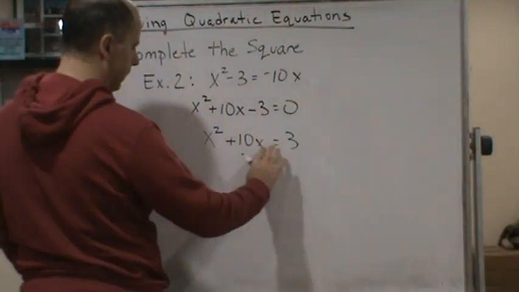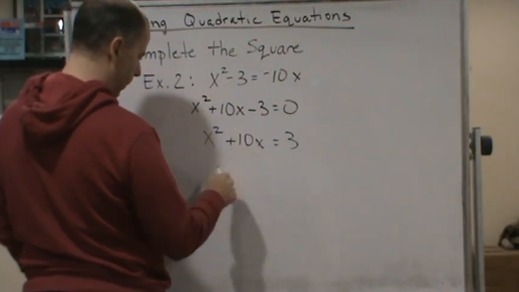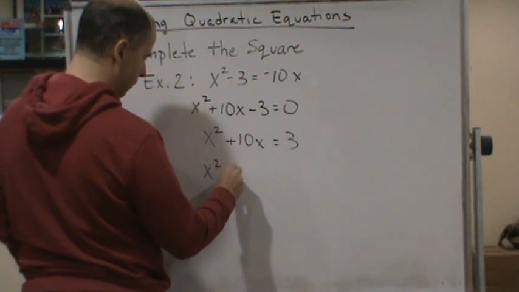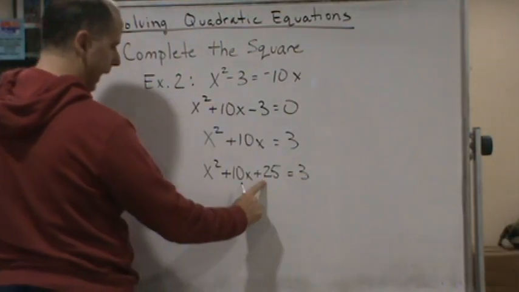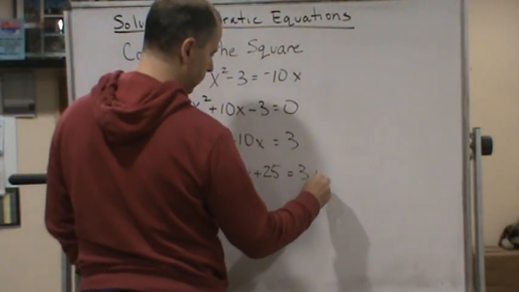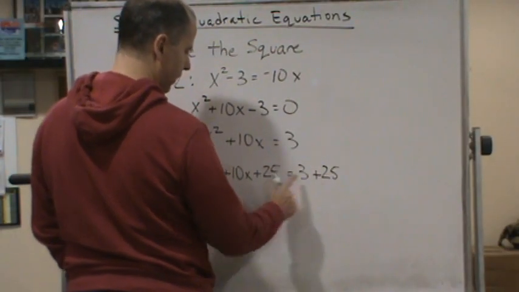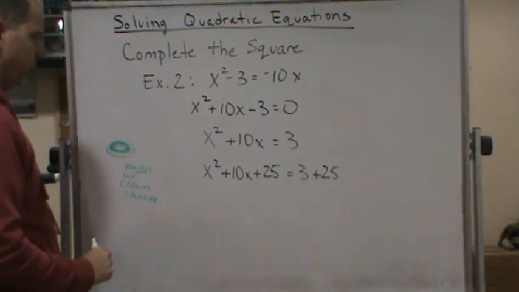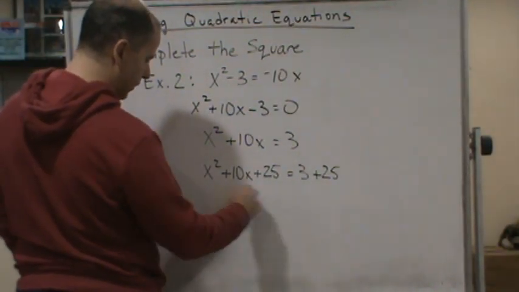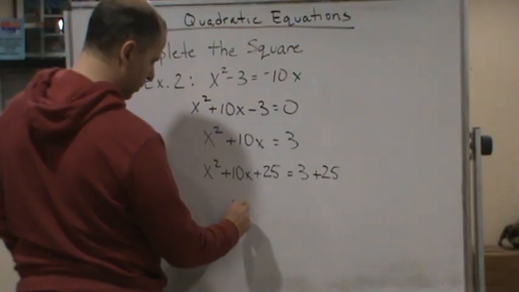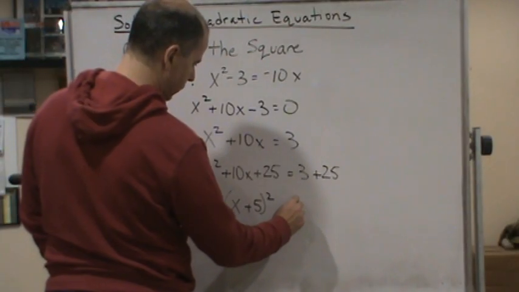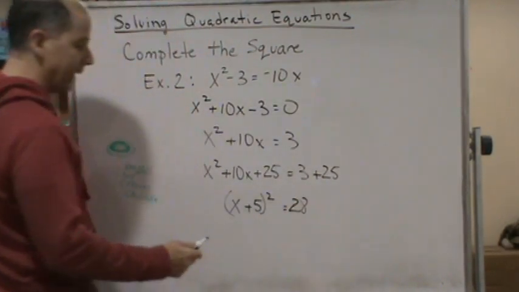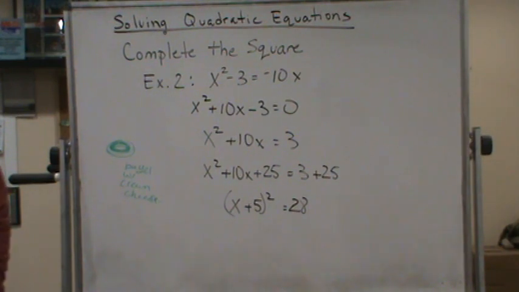And now what I'm going to do is complete the square on this side by dividing by 2 and squaring it. So I get x squared plus 10x plus 25. Now if I add 25 to this side, I'm also going to add 25 to the other side, balancing the equation, right? And so now I've got the perfect square trinomial on this side, so that's going to reduce to x plus 5 quantity squared is equal to 28, which is what I got before. Okay? So just a different technique, different way of doing it, but it gives you the same result.